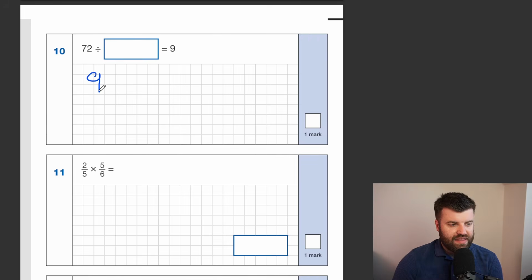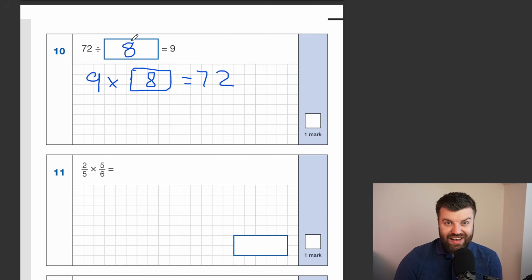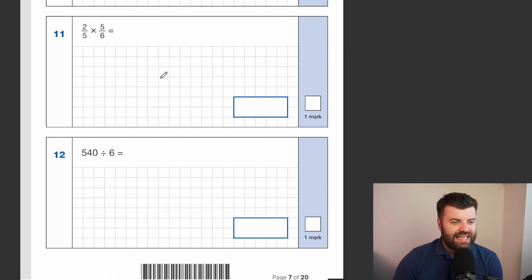I could write this out like this. 9 times blank equals 72. This is the same blank number. It's just the inverse. So knowing my times tables, I know that 9 times 8 is 72. So 72 divided by 8 will give me 9. All of these facts are linked together.